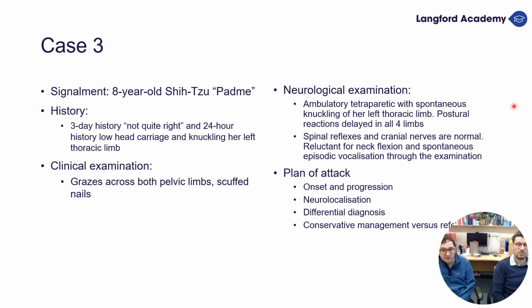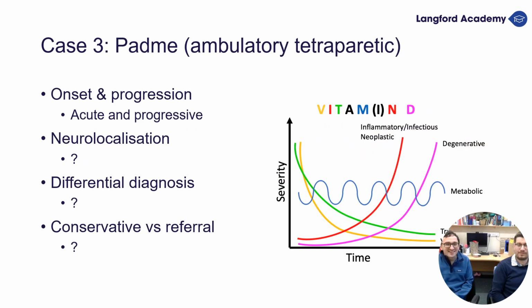So again, using the plan of attack, let's try and work out the onset and the progression of these signs, and use that to help us neurolocalize the condition, and then provide differential diagnoses. Then we have discussion: do we need to do conservative management versus referral for advanced imaging and/or surgical intervention? So, like the first case, we have acute onset signs. They started, and since they started, they have got worse. So we have an acute onset progressive lesion.